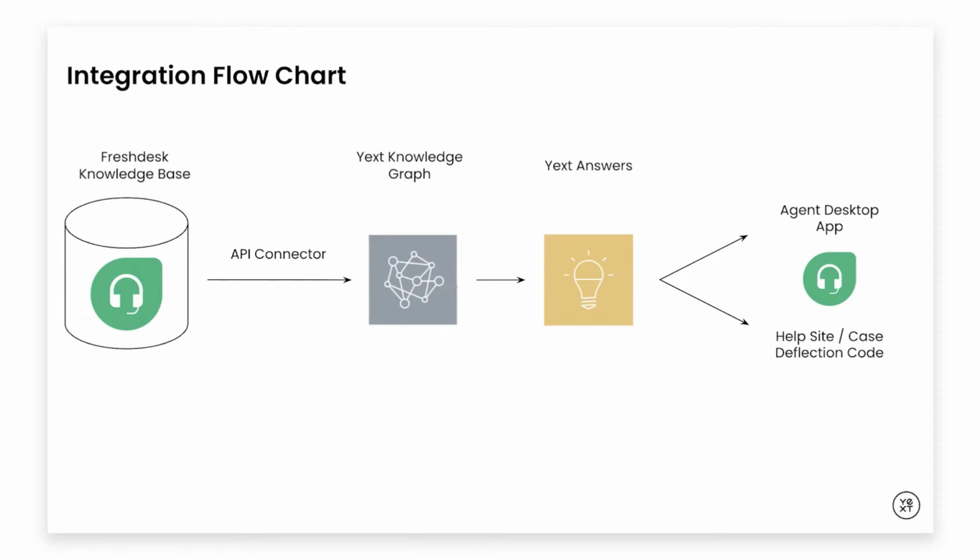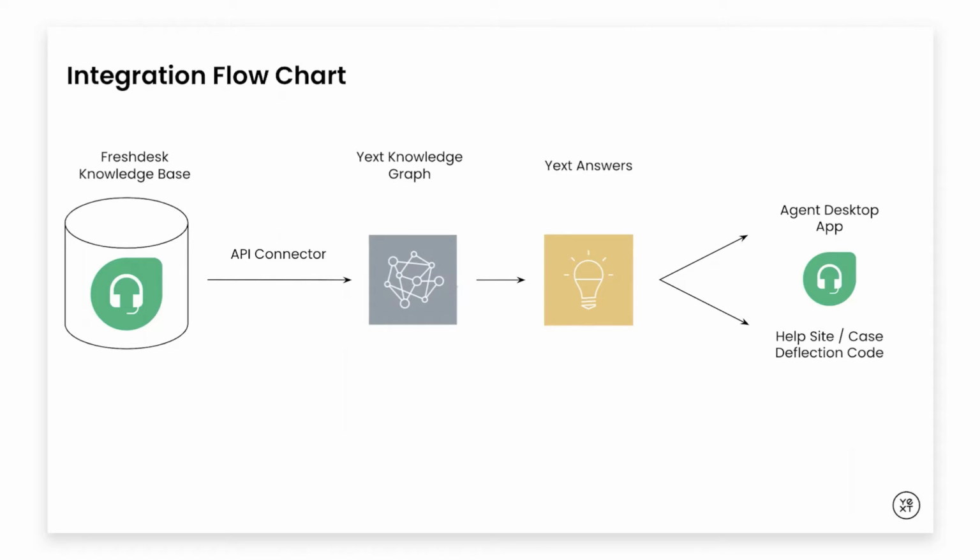The first part of the integration is getting your knowledge base from Freshdesk into Yext. Now, historically, this has been either achieved through an ETL, which can be costly, or a flat file upload, which isn't particularly intuitive. What we've created specifically for this integration is an API connector. Now, what that API connector does is, from within the Yext platform, it links to your Freshdesk instance, and on a daily cadence, syncs all of your Freshdesk articles into the Yext knowledge graph.